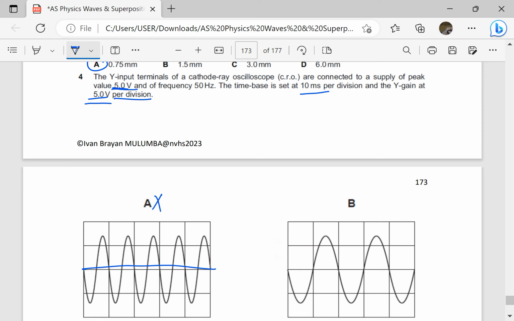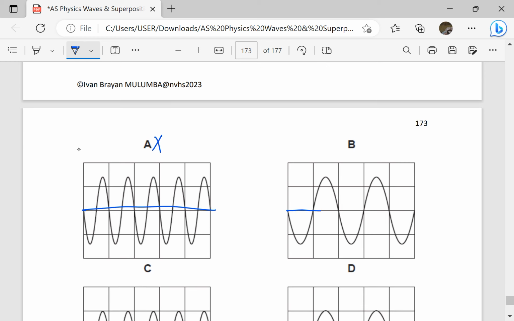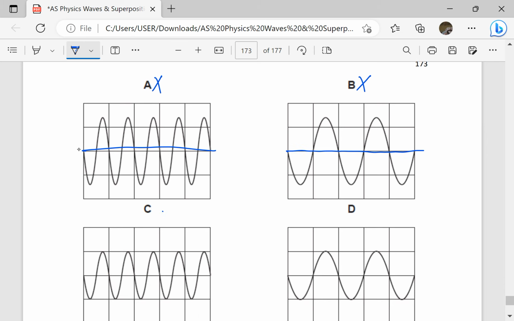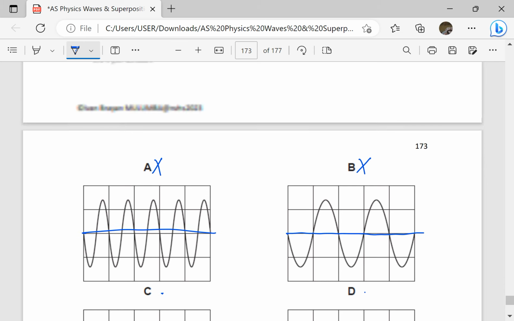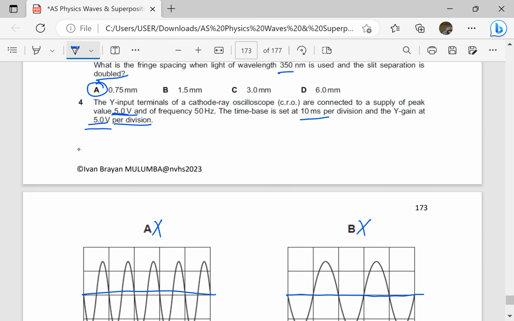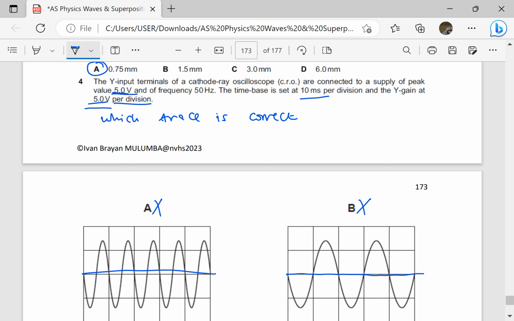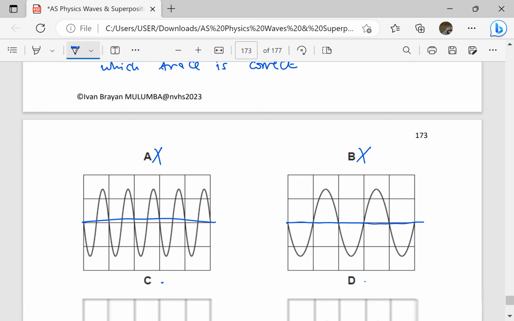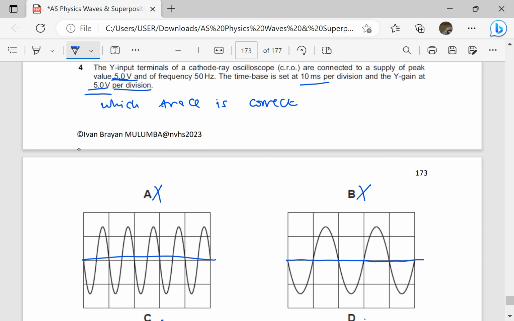This is wrong. It is showing more than 1 division. So the choices would be from C and D. Which trace is correct? Let me add here a simple question. The question here is missing. I'm just setting the most possible question here. Which trace is correct? This one would be wrong because the amplitude here is showing more than one division.